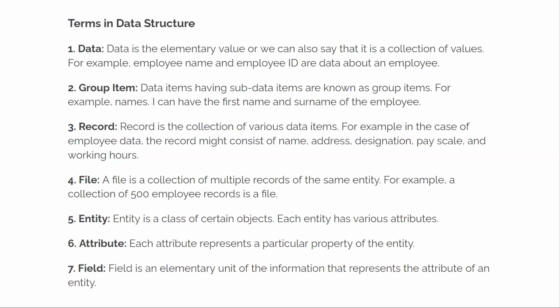Entity. An entity is a class of certain objects. Each entity has various attributes. Each attribute represents a particular property of the entity. Field is an elementary unit of information that represents the attribute of an entity.